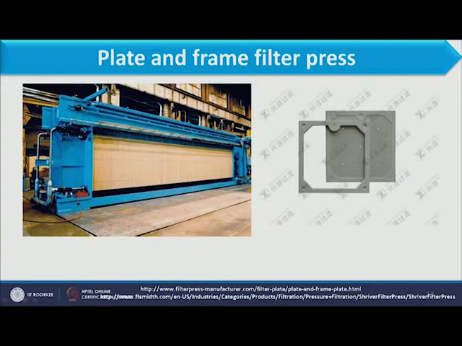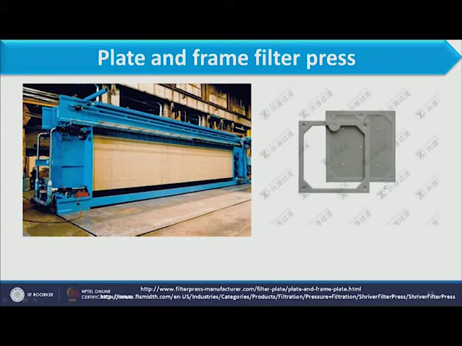Now if you see this slide, the first figure over here shows a filter press of very large size, and all this white section is nothing but the cloth which is falling in between the plates and frames. So it looks like this, very compact and very efficient equipment.